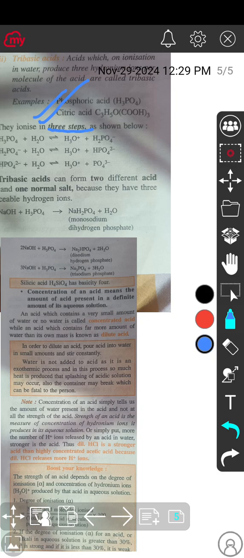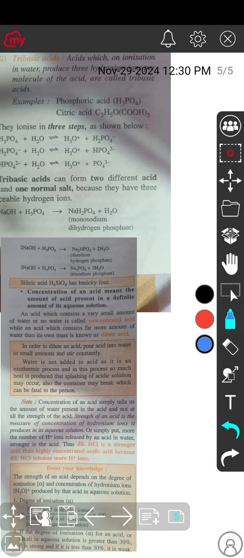H3PO4 combined with water forms H3O plus and H2PO4 minus. Then again it combines with water and forms HPO4 2 minus. Then HPO4 2 minus again combines with H2O. It gives PO4 3 minus. So there are three steps.